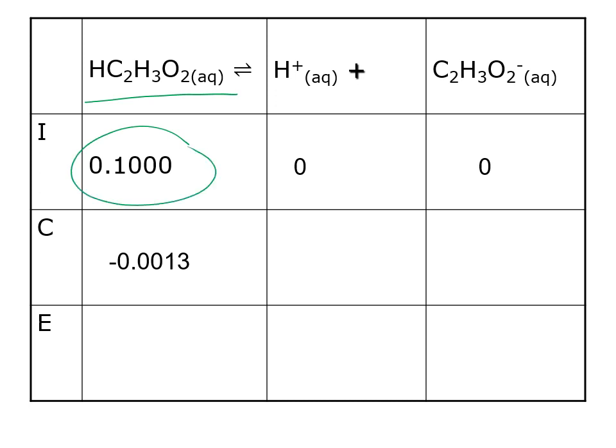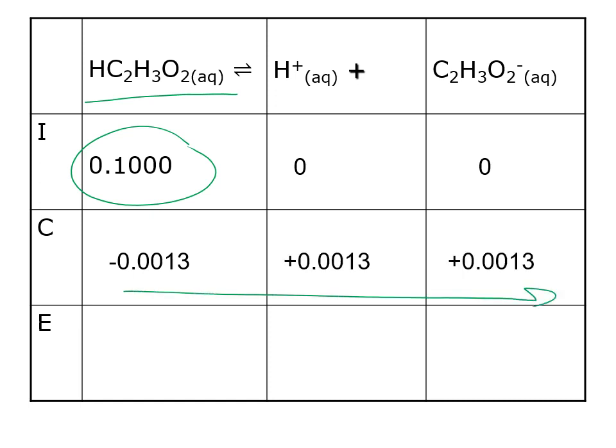It was 0.1, it's going to drop by 1.3%, or 0.0013, which also gives us the other changes. And again, as soon as you have any number in a nice table in the change row, you then have all of the numbers as long as you follow the molar ratios. And since this is a weak acid equilibrium, it's all 1 to 1 to 1.